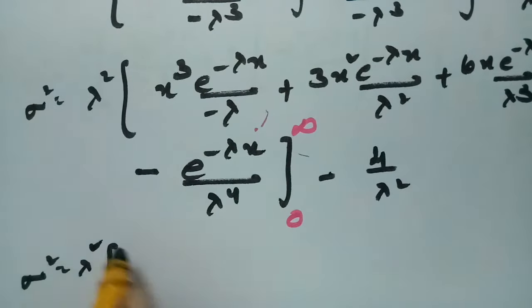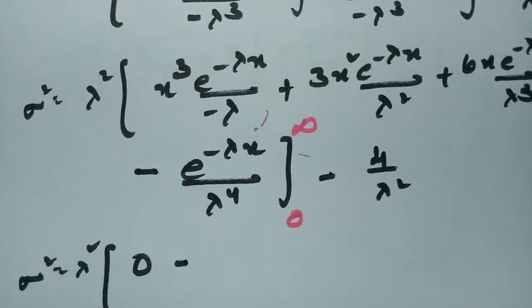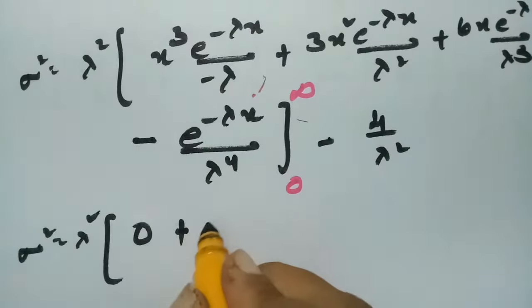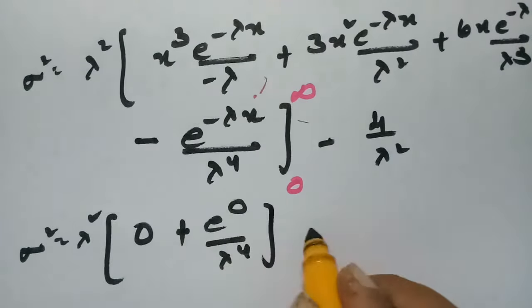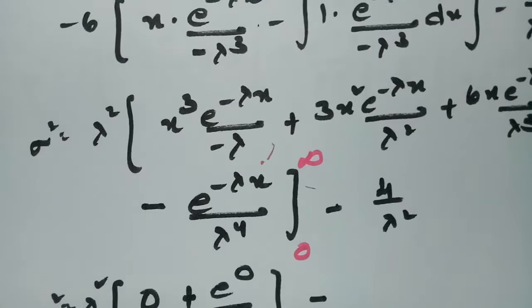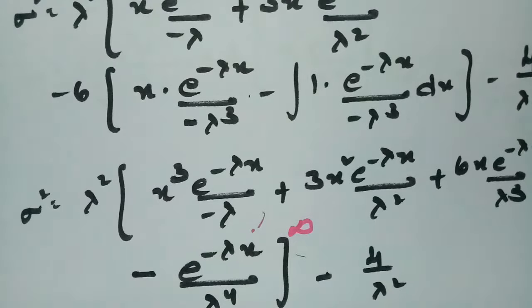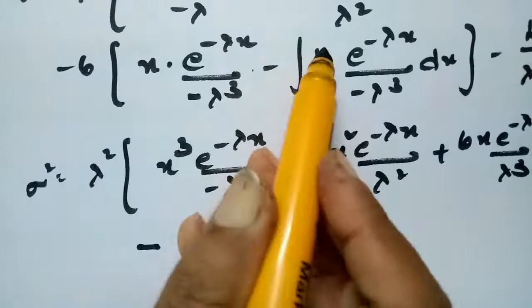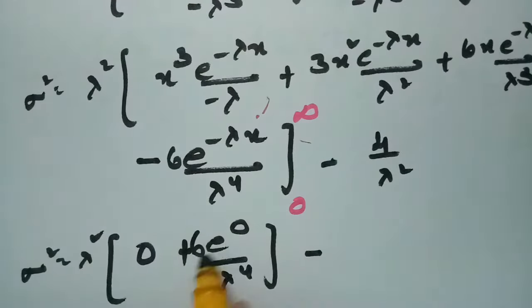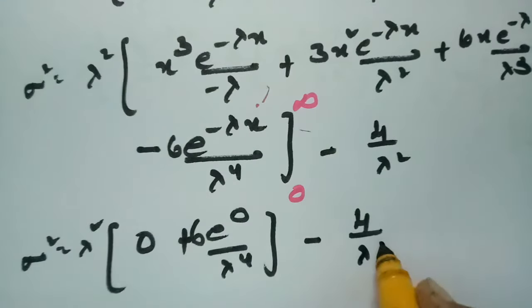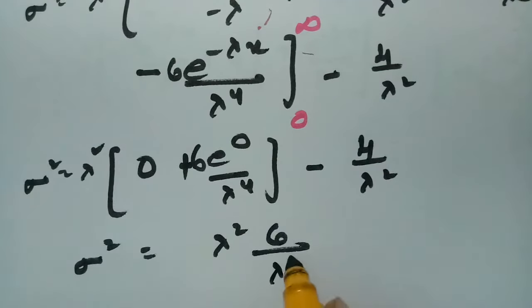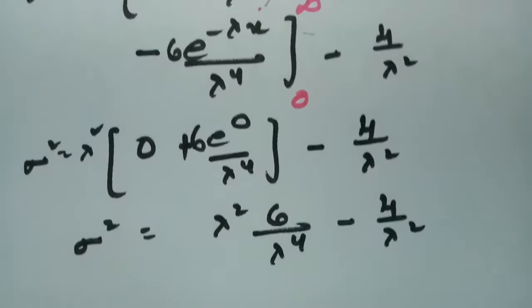The whole upper limit is 0, minus the lower limit, x is 0, and this is minus of minus plus e power 0 by lambda power 4. There is a 6 common for these two things, so there will be a 6 here. So this will be 6 into e power 0 by lambda power 4, minus 4 by lambda square. So sigma square is equal to 6 by lambda power 4 minus 4 by lambda square.